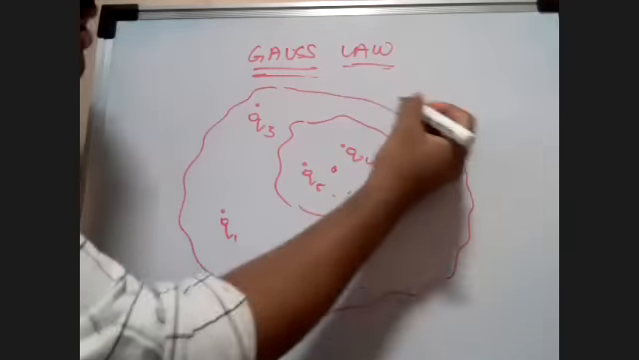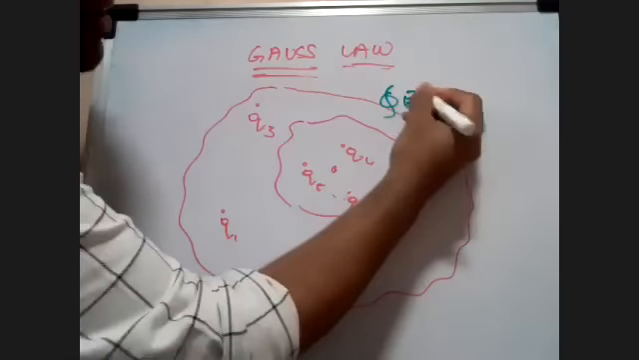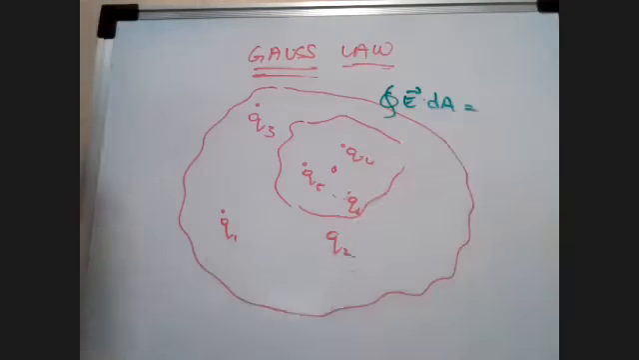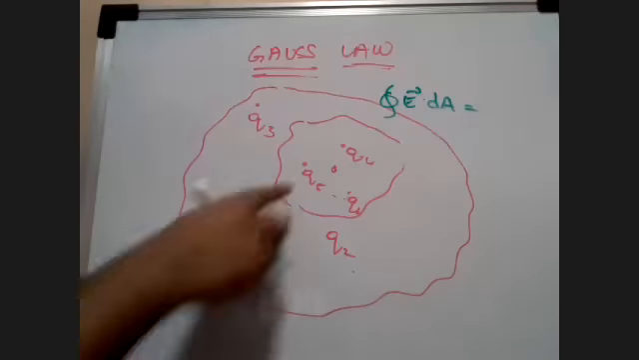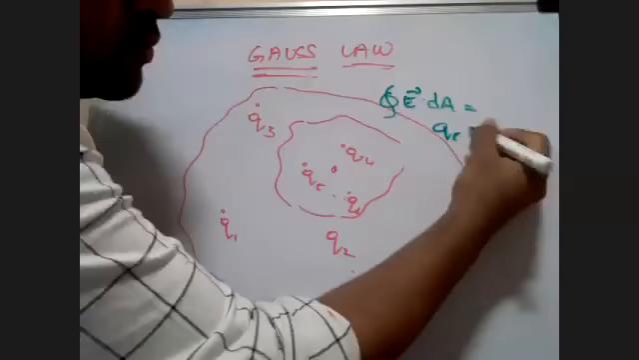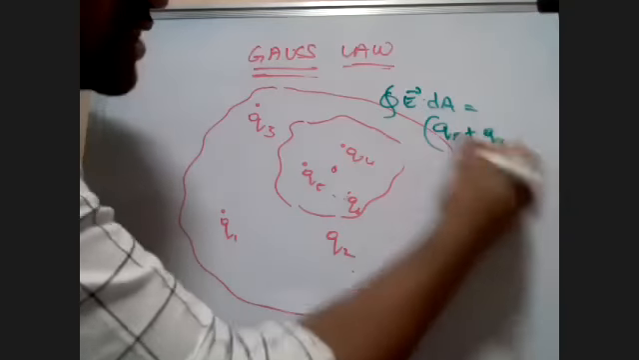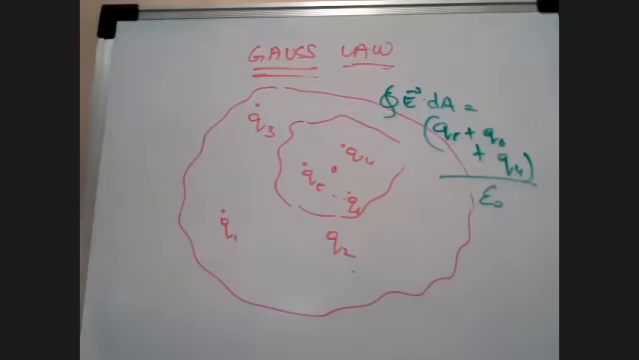So ultimately the integral of E dot dA, which is the flux, is going to be what? The addition of the enclosed charges upon epsilon naught. That is q5 plus q6 plus q4, the entire thing upon epsilon naught, because charge is a scalar, so it can be added. Is that clear? Yes, sir.